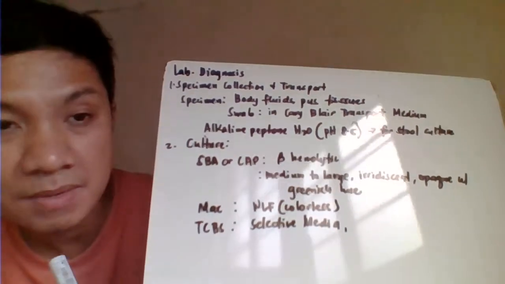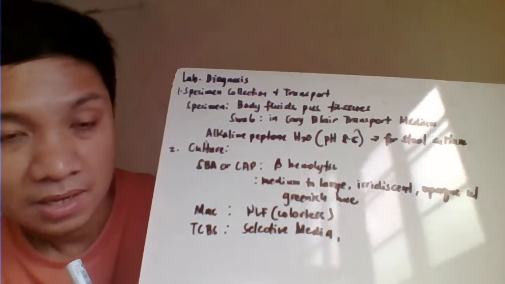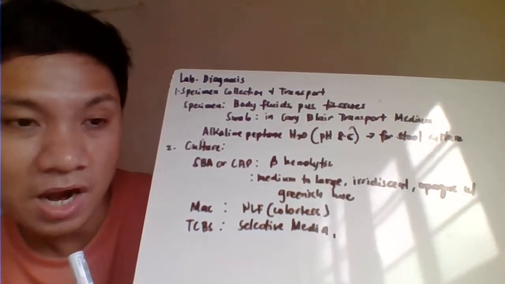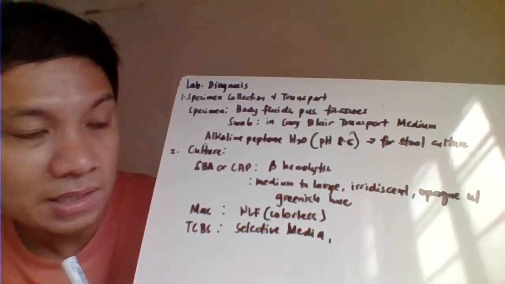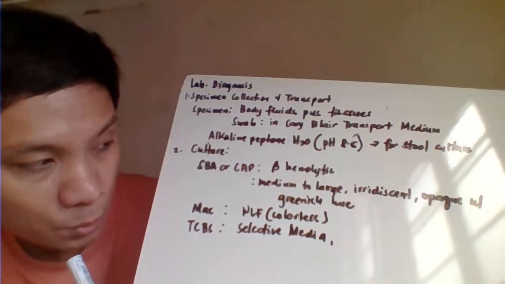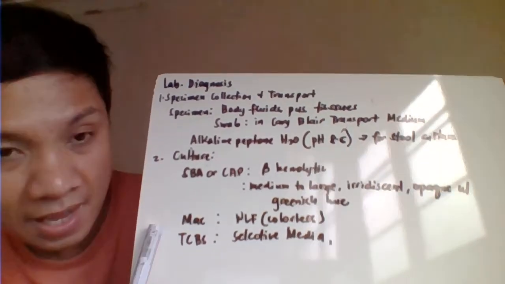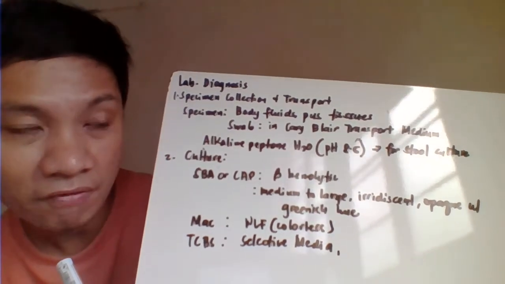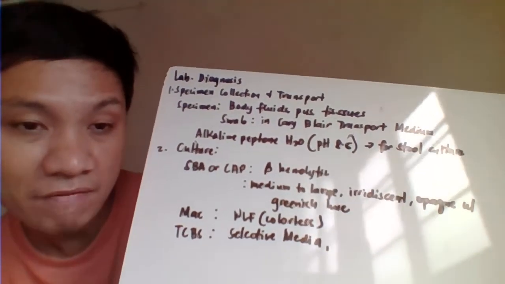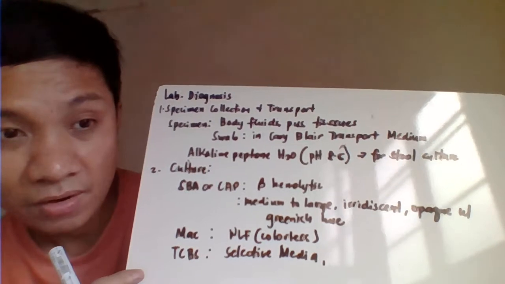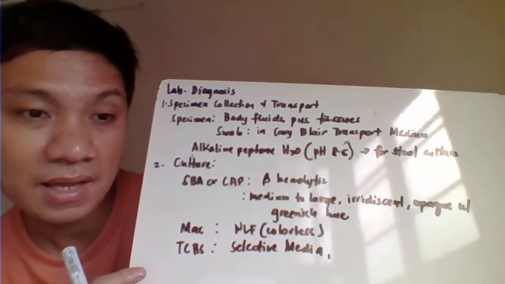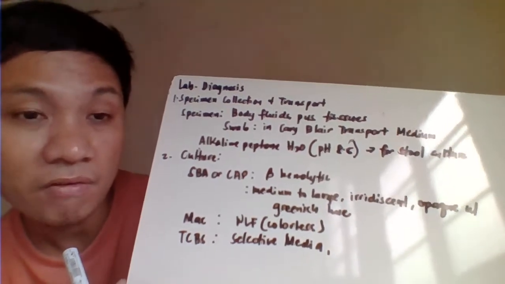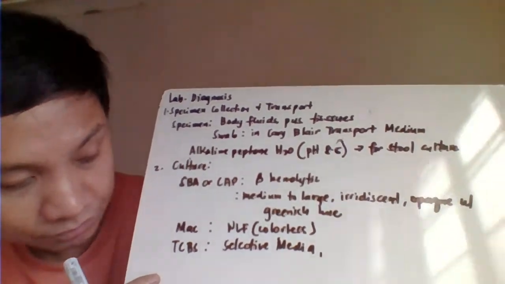Okay, then we have here the culture characteristics. So in your SBA or chocolate agar plate, it would appear to be beta hemolytic. That would appear to be medium to large. The colony is iridescent with the greenish hue. Okay, for the MacConkey agar, again, your Vibrios are non-lactose fermenter except your vulnificus. So the others appear to be colorless, again, except your vulnificus that would appear to be pink na color because lactose fermenter ang ating vulnificus.